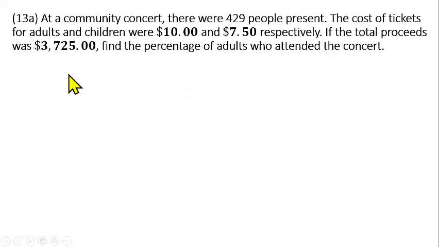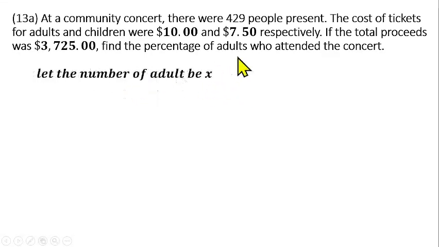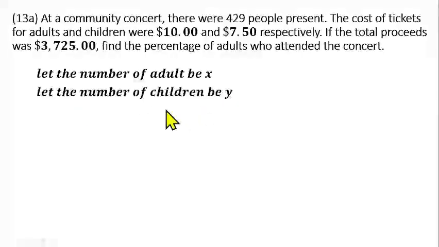So it's very simple as well. We don't know the number of adults and we don't know the number of children, so you can say let the number of adults be x and let the number of children be y. This should give us 429, because we are told that there were 429 people there. So we have x plus y equals 429. That gives us equation 1.